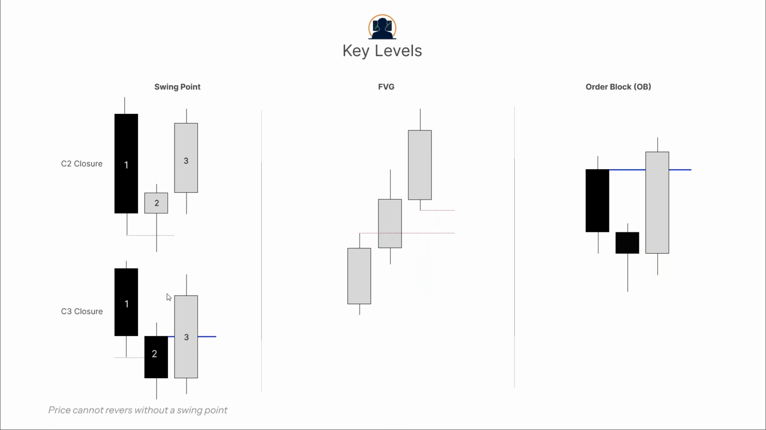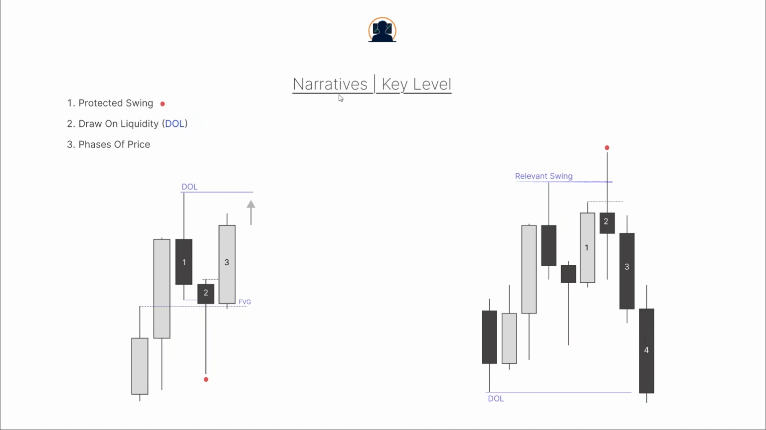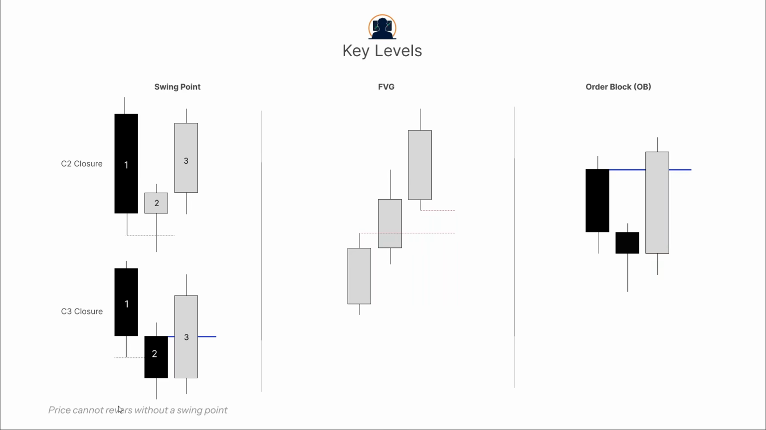Now that we have a good knowledge of key levels, let's take a look at how we can blend the key level with the higher time frame narrative. In order to understand narrative, you need to understand the reaction of price from the key levels that we have just learned. And we know that price cannot reverse without a swing point. So in order for price to reverse from a key level, it must form a swing point.